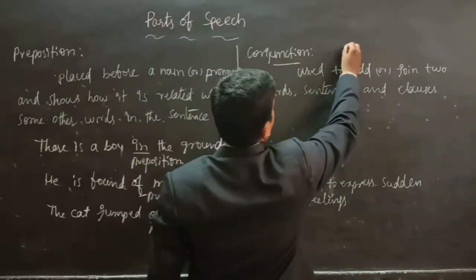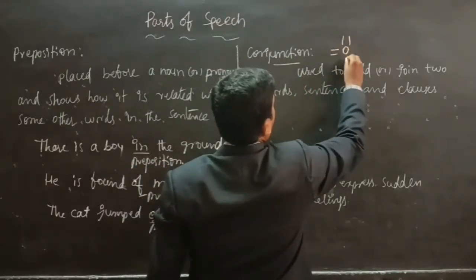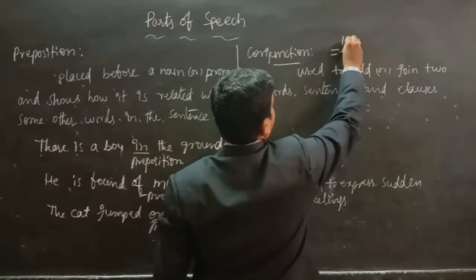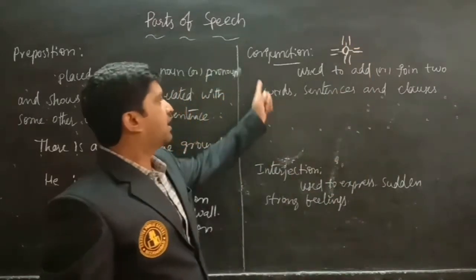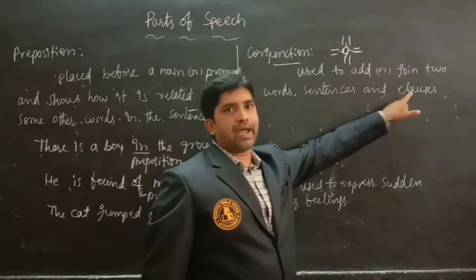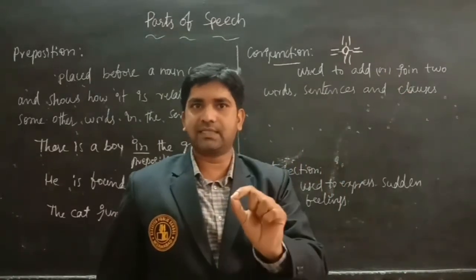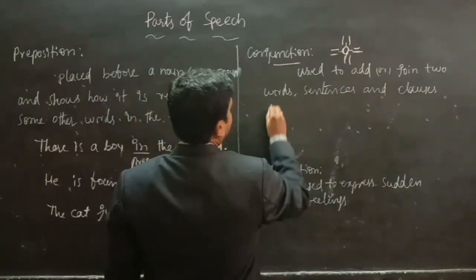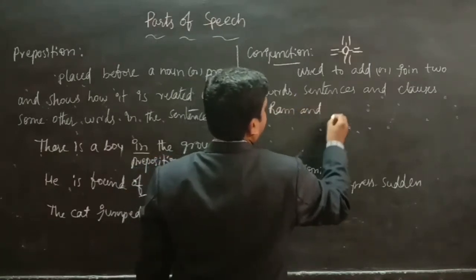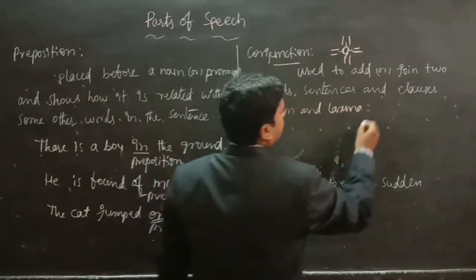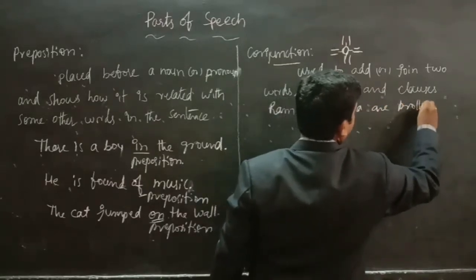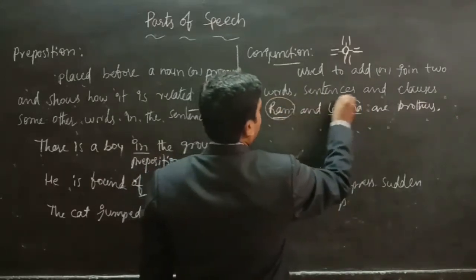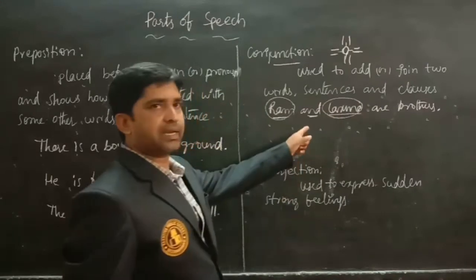Here junction means where the four roads come and meet. This is called junction. Means connecting. It's connecting with each other. Here conjunction joins or adds two words, two sentences or two clauses. Take the example of two words, Ram and Lakshman are brothers. Here see the two names. We are adding two words, Ram and Lakshman, by using and.